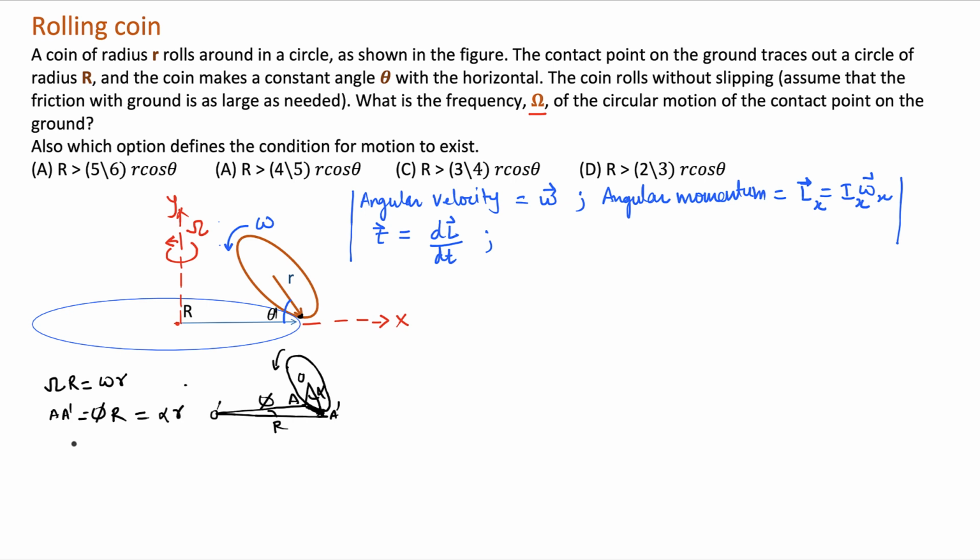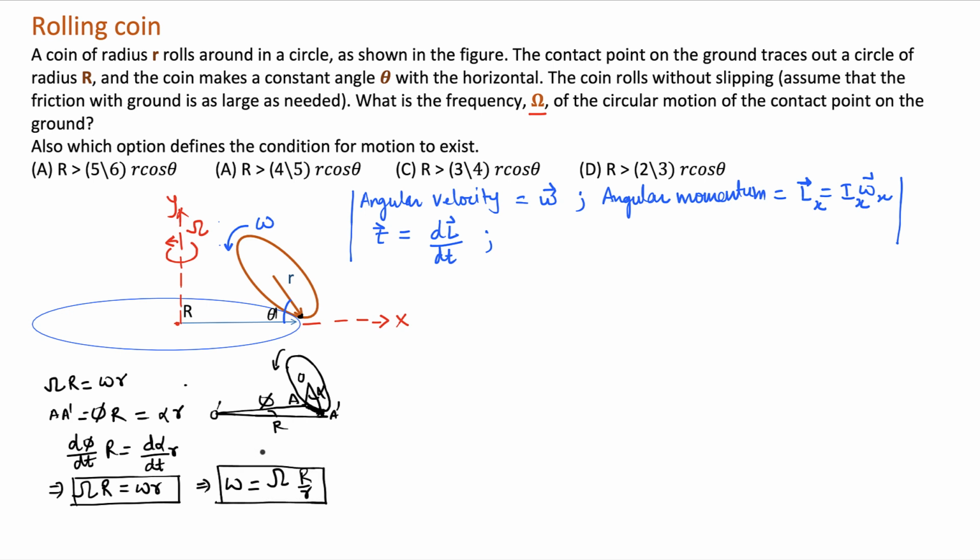right? And if you just differentiate this, so d phi by dt R equal to d alpha by dt r, and therefore what we get is big omega R equal to small omega r. Okay, so from here we get the small omega as bigger omega R by r. Since we need to find bigger omega, we will just use this expression whenever we have to use small omega.